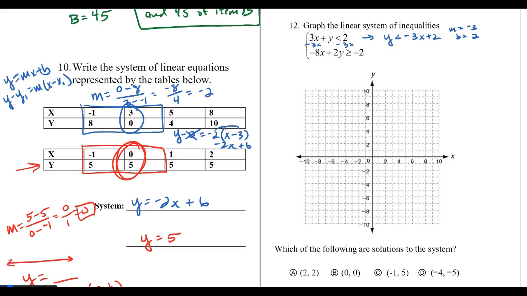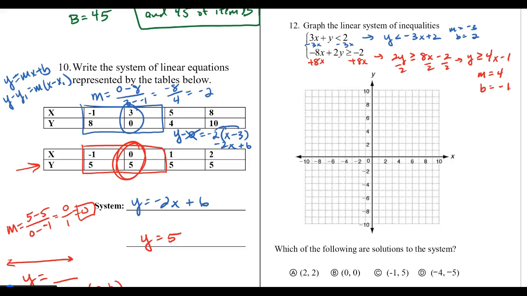and the second one, I'm going to add 8x, so I get 2y is greater than or equal to 8x minus 2. Divide everything by 2, so y is greater than or equal to 4x minus 1, which means I have a slope of 4 and a y-intercept of minus 1. Remember, when you're solving inequalities in order to graph them, if you divide by a negative, you have to flip the inequality around. So let's go ahead and graph this.